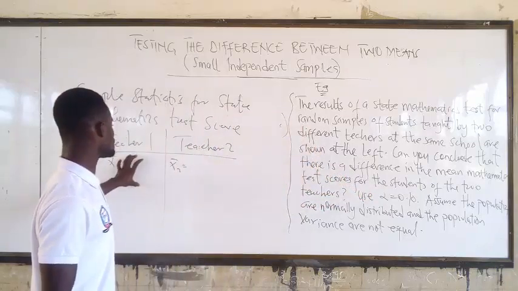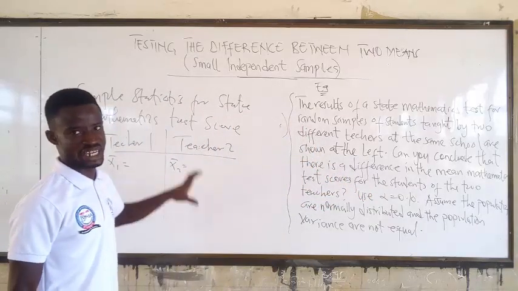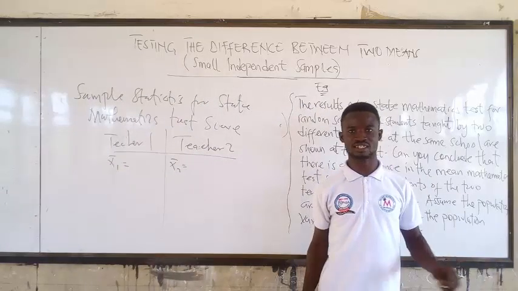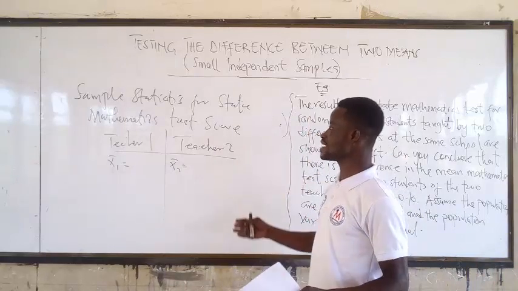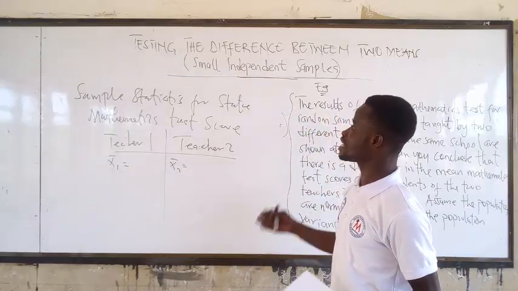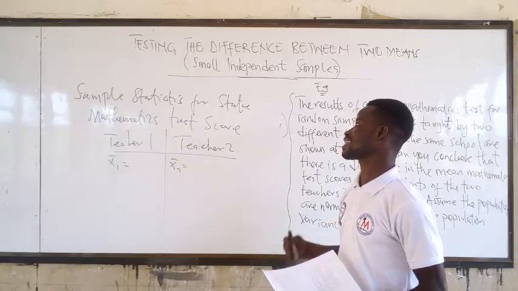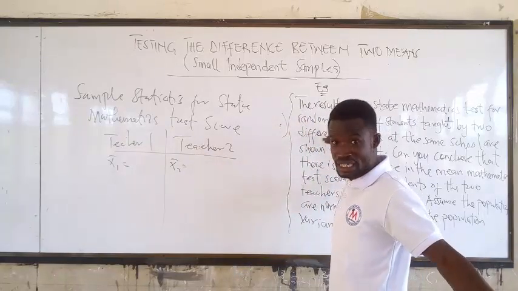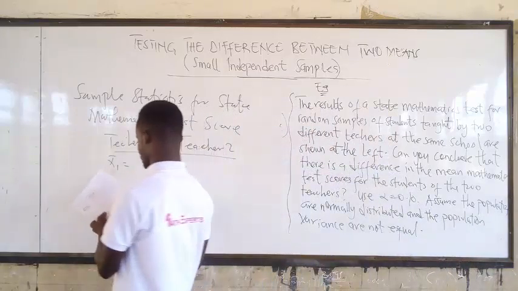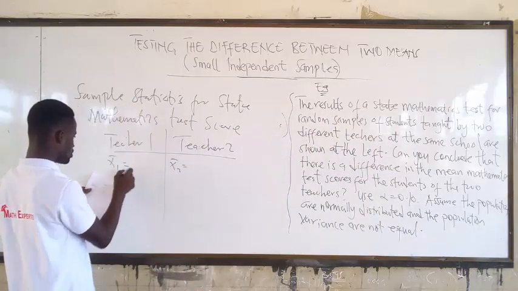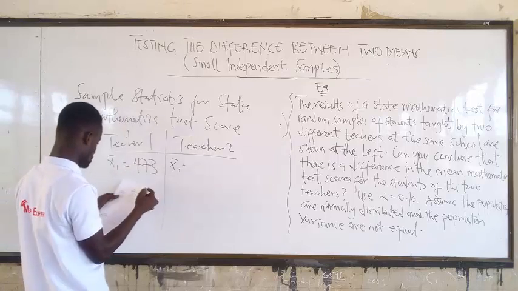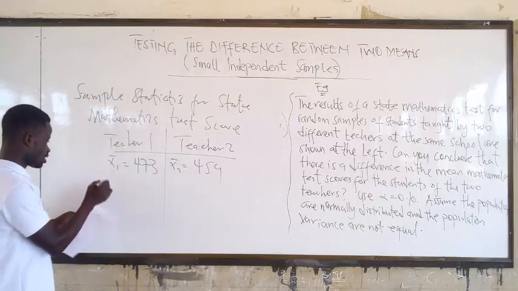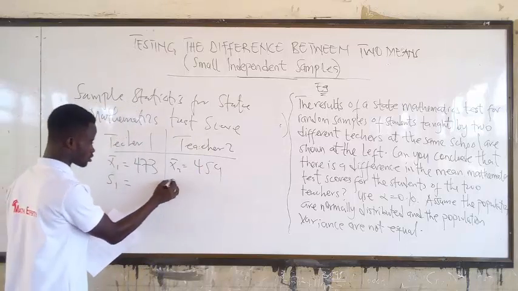This is the point estimate for the mean. So if it was inside of this question, you would hear that the means of the state mathematics test score are this and this. So when you hear the mean, that is that. Okay? Alright. And that is 473, 459.